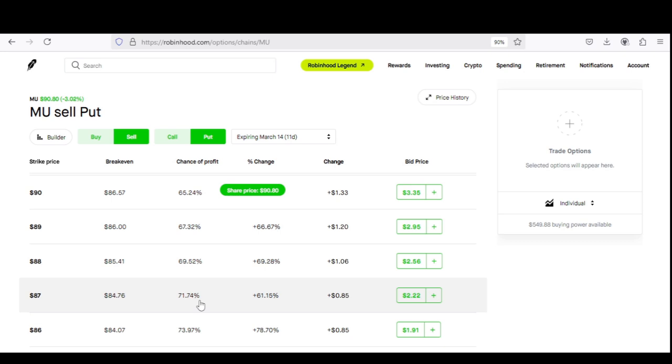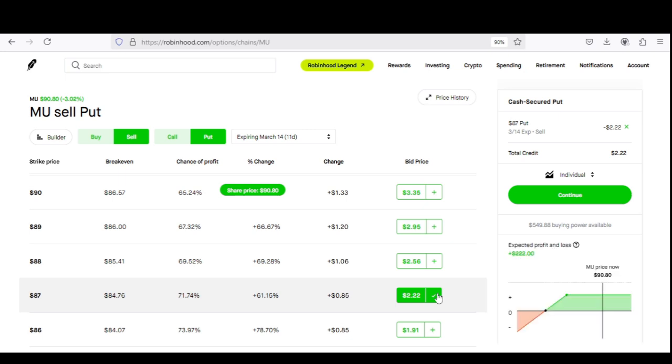Now, in order for you to make passive income with options, you need to be an option seller. This option strategy is an income-generating option strategy, which allows you to receive money as long as you do the trade. So with the $87 strike price and the 71% chance of profitability, we're going to be receiving $2.22. $2.22 in the option world works out to be $222 in the real world. And that's because each option contract contains 100 shares. If you multiply the 100 shares by 2.22, you should get $222.